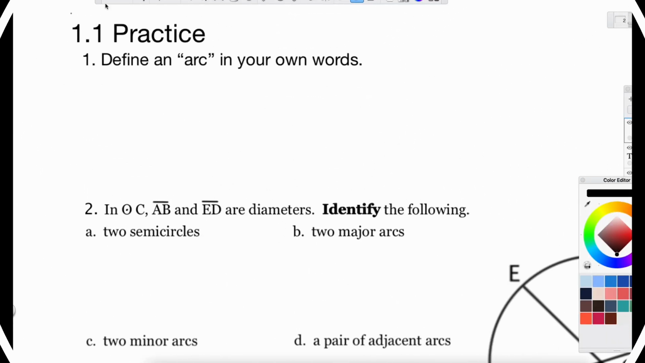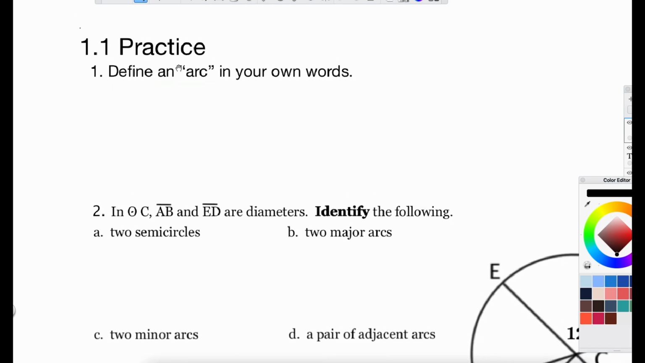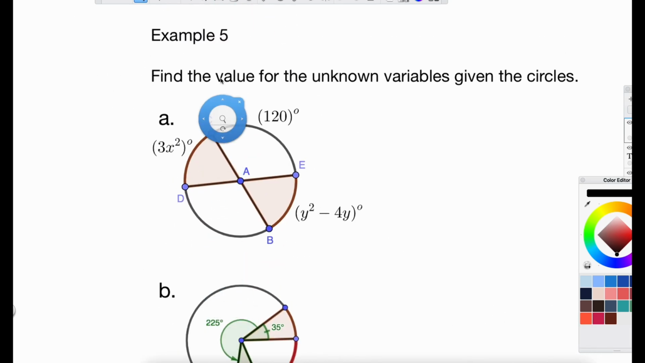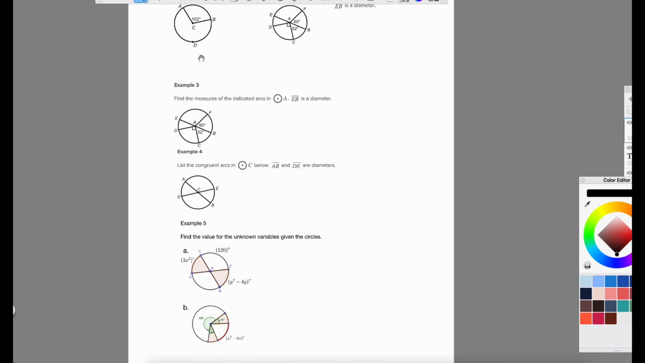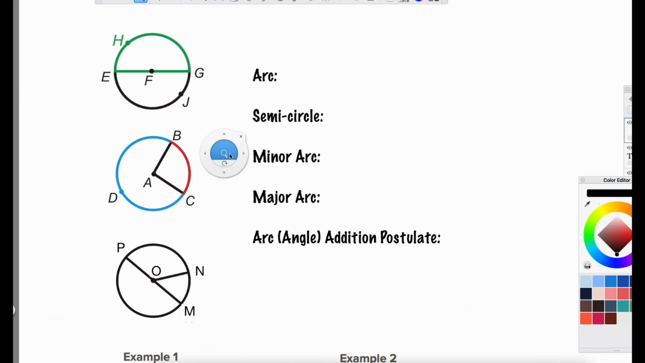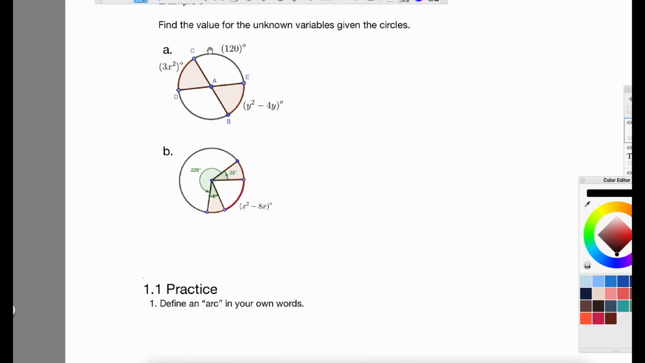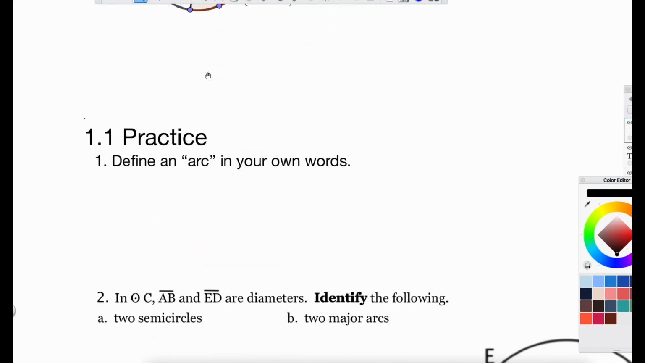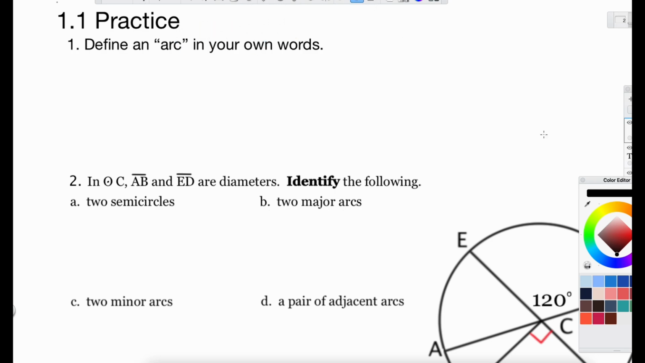Mr. Mack here. I thought I would do some practice solutions for this section for arcs and circles. I don't know if I'll do all of them, but we'll jump into a few here.